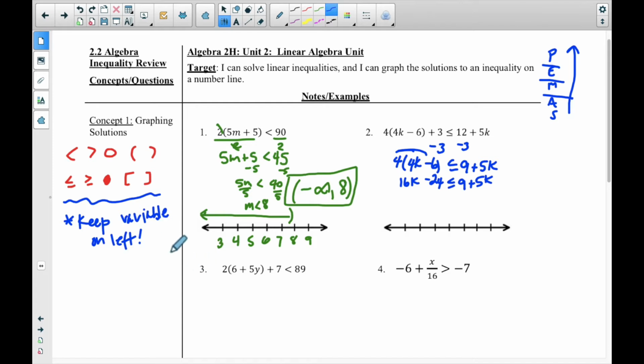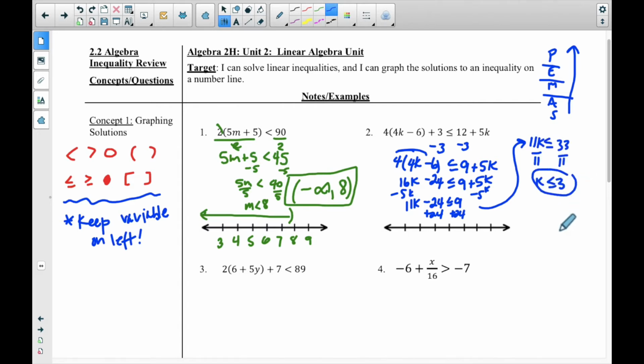That's pretty important with inequalities. With equations, it's not as big of a deal, but with inequalities, we should do that. So in other words, I want to subtract this 5k, add my 24, and I've run out of room, so I'm going to come up here and keep writing up here. And so I get as my answer, k is less than or equal to 3.